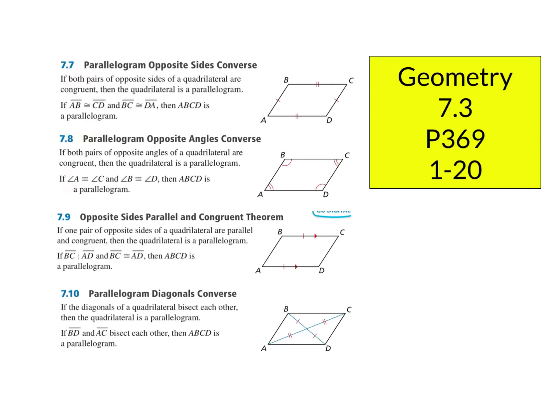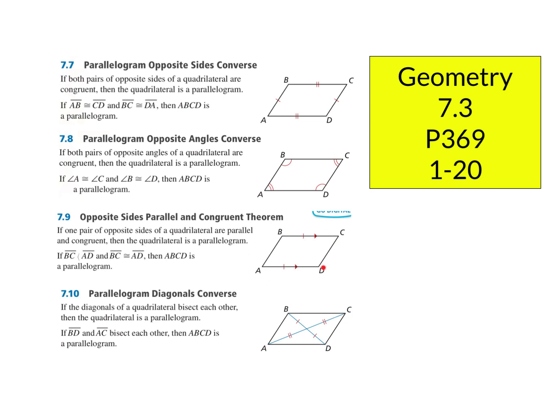Welcome to 7.3. Still dealing with parallelograms, but we're going to go the opposite direction. If you have all four sides being congruent to opposite sides, then you have a parallelogram. So that's the parallelogram opposite sides converse theorem. And if you have opposite angles being congruent, that's the parallelogram opposite angles converse theorem.